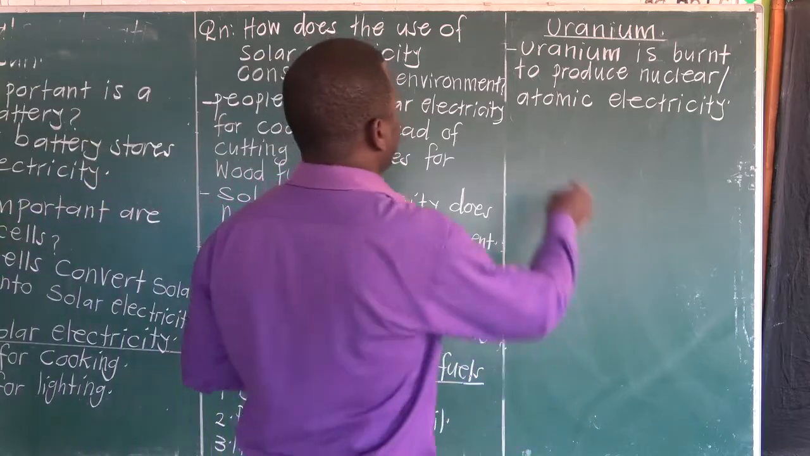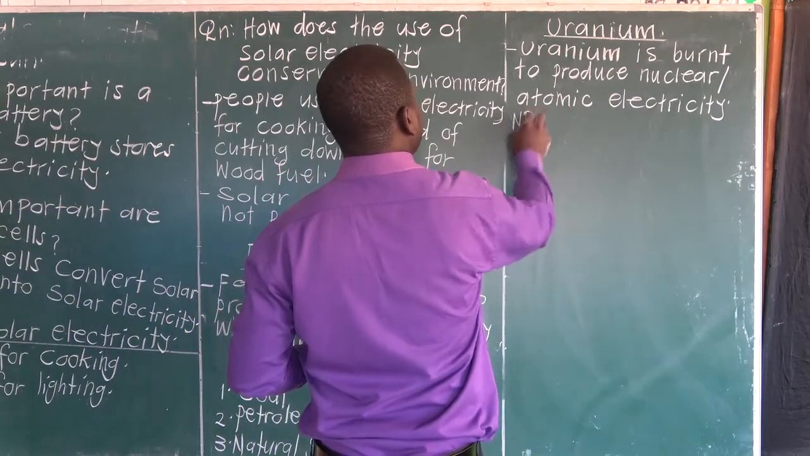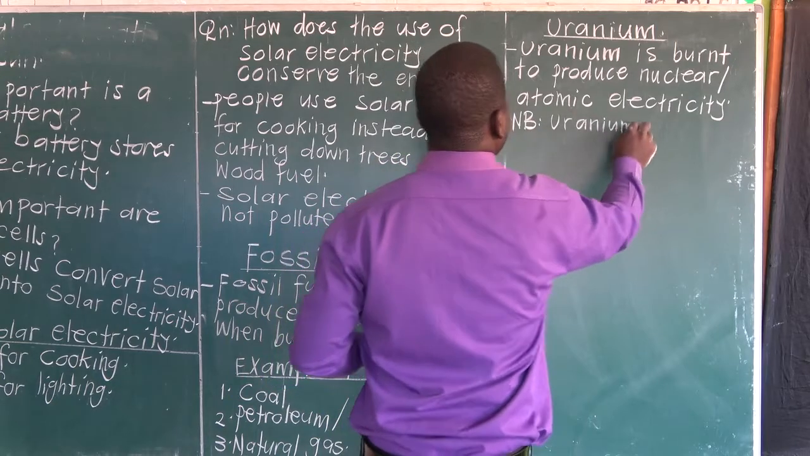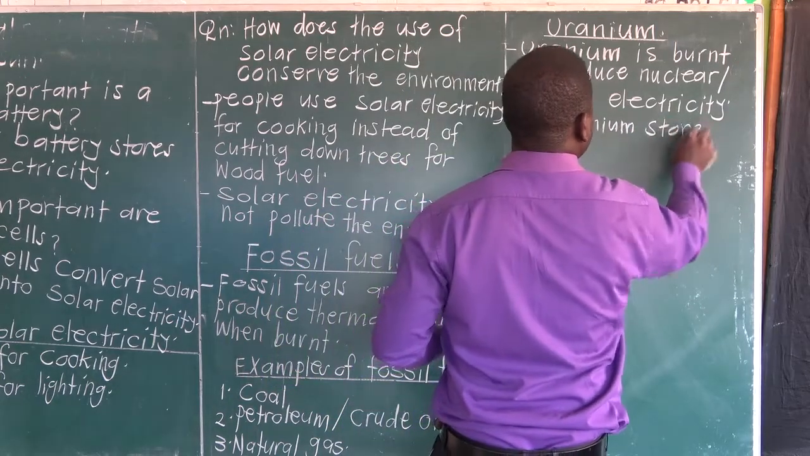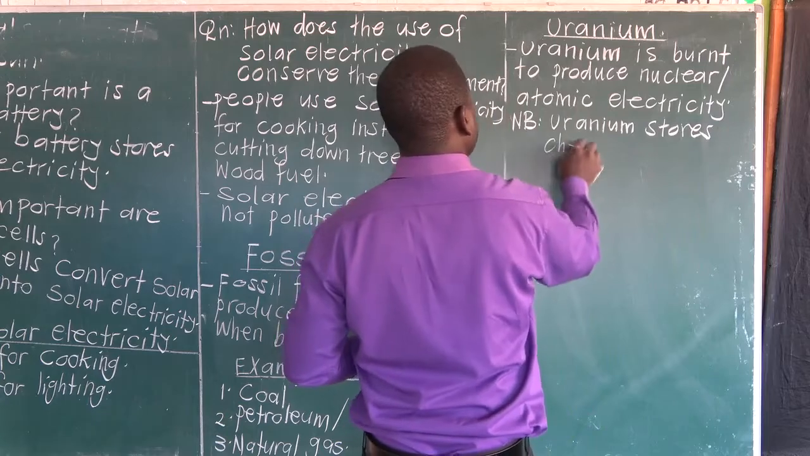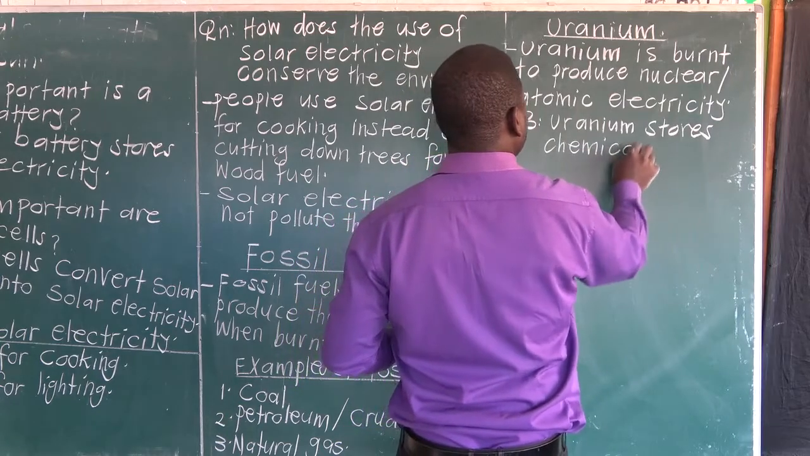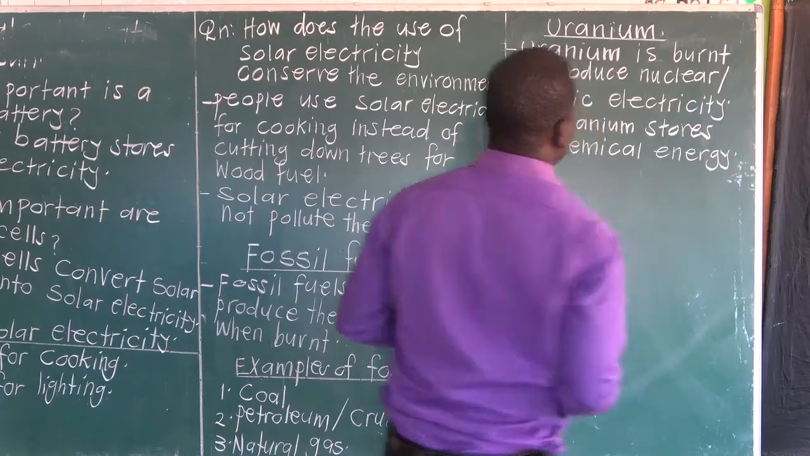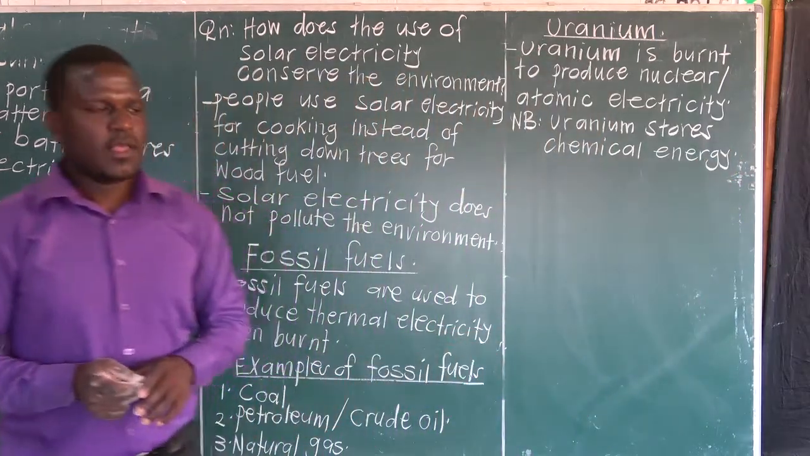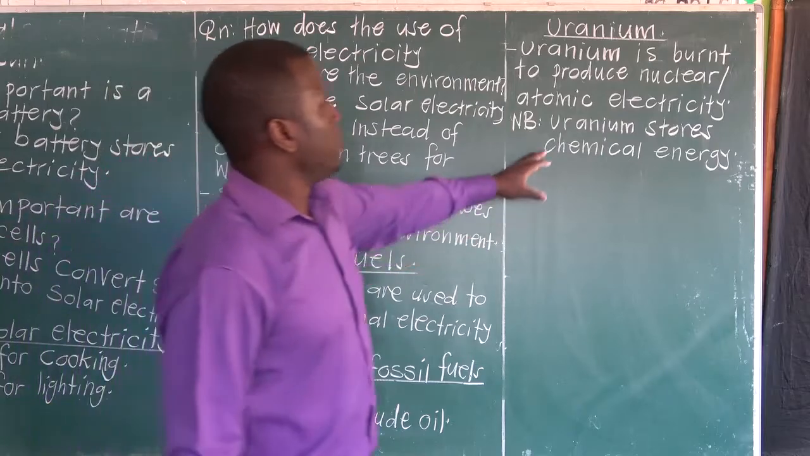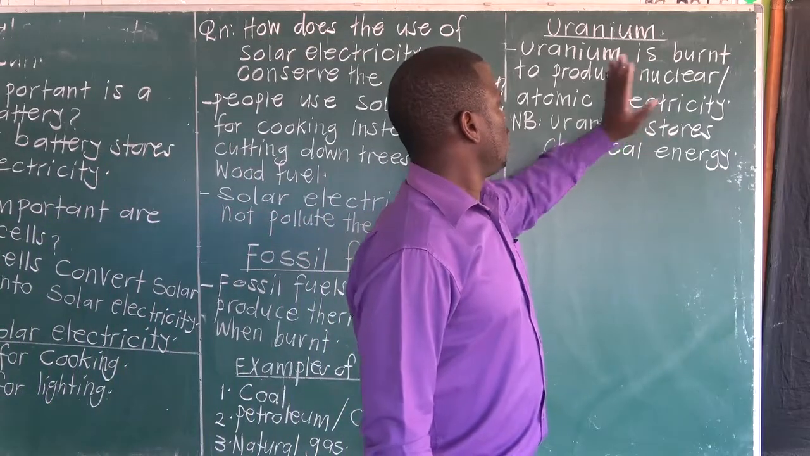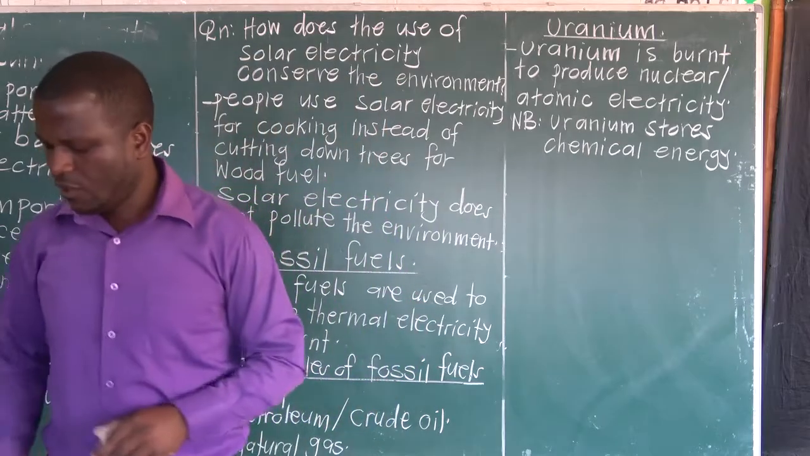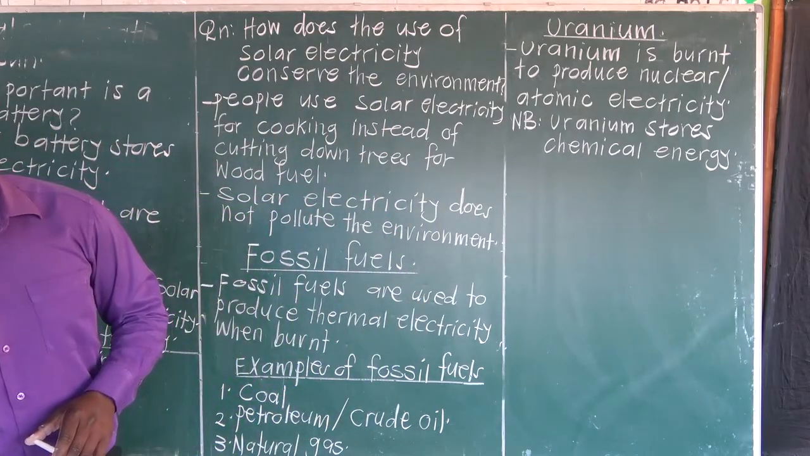Uranium stores chemical energy. That's something you need to know. Uranium stores chemical energy. When you burn uranium, this chemical energy will be converted into nuclear electricity.